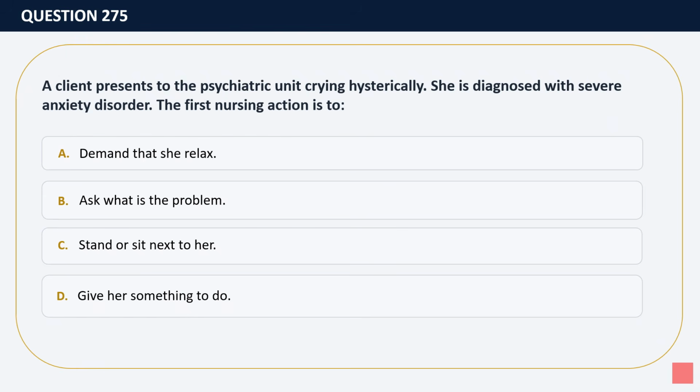Question 275. A client presents to the psychiatric unit crying hysterically. She is diagnosed with severe anxiety disorder. The first nursing action is to A. Demand that she relax. B. Ask what is the problem. C. Stand or sit next to her. D. Give her something to do.